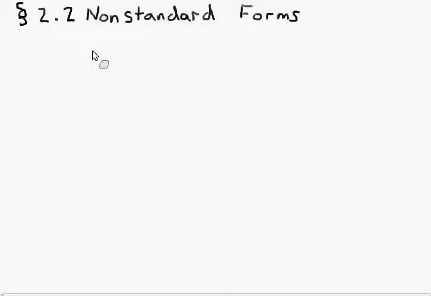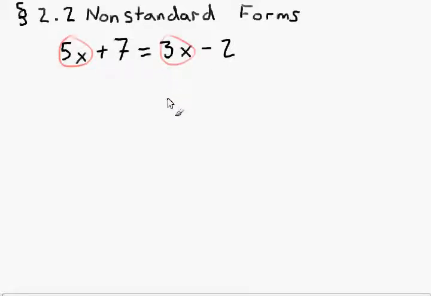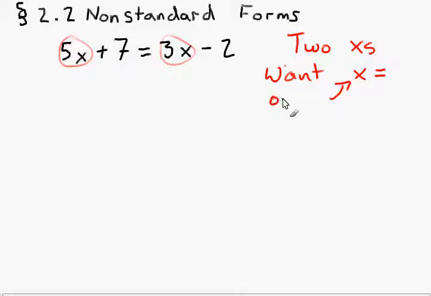In this video, section 2.2, non-standard forms. To begin, let's take this equation: 5x plus 7 is equal to 3x minus 2. Unlike our previous equations, we have 2 instances of x. But we don't want 2 x's. We still want an equation of the form x is equal to, where this guy is the only x.